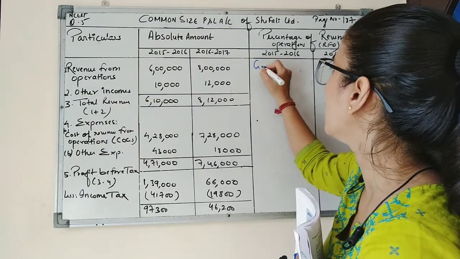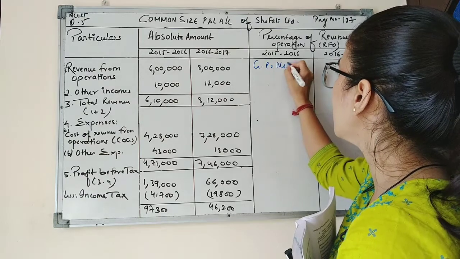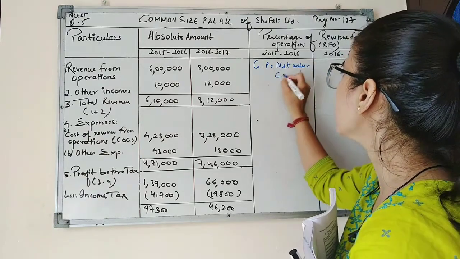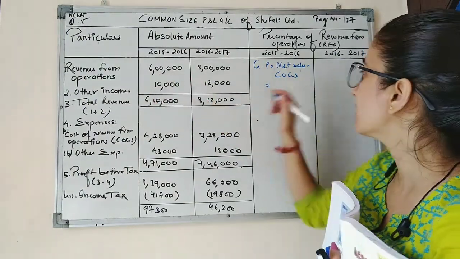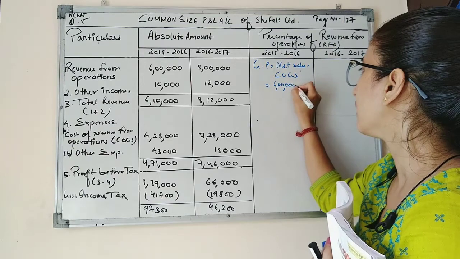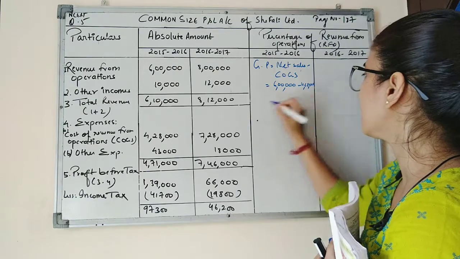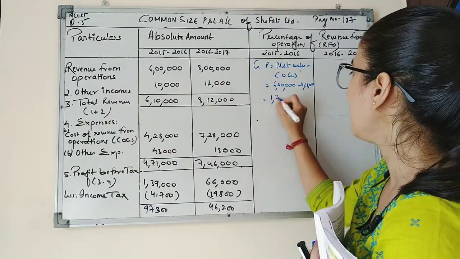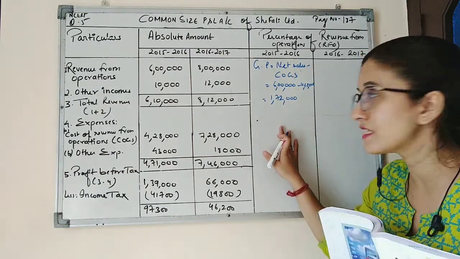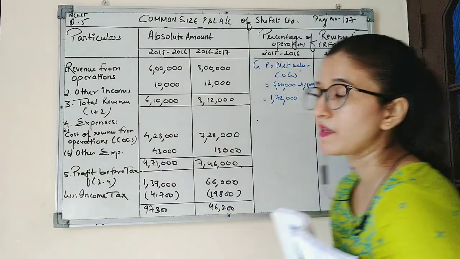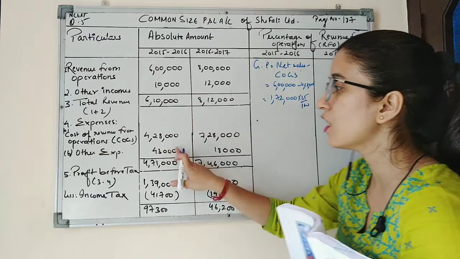Now, how do we calculate gross profit? The formula for calculating gross profit is net sales minus cost of goods sold. As we know here, net sales is 6 lakh rupees and cost of goods sold is 4 lakh 28,000. The amount we will get is 1 lakh 72,000. So we will calculate 25% of 1 lakh 72,000 to get other expenses. 25% of 1 lakh 72,000 is 43,000.